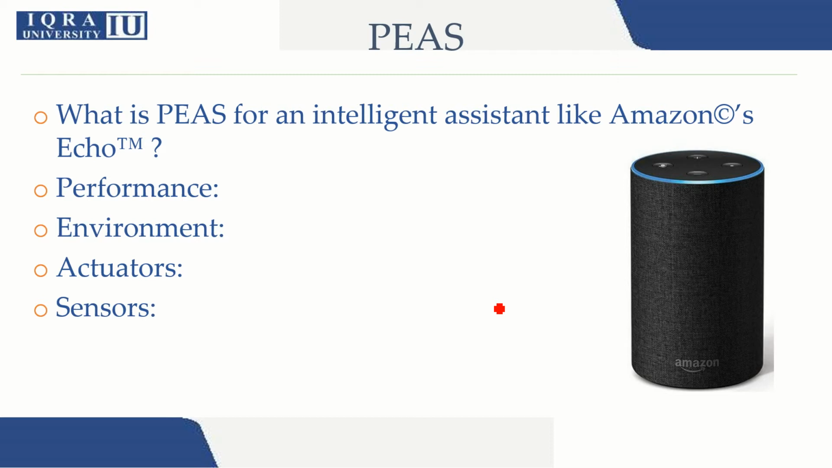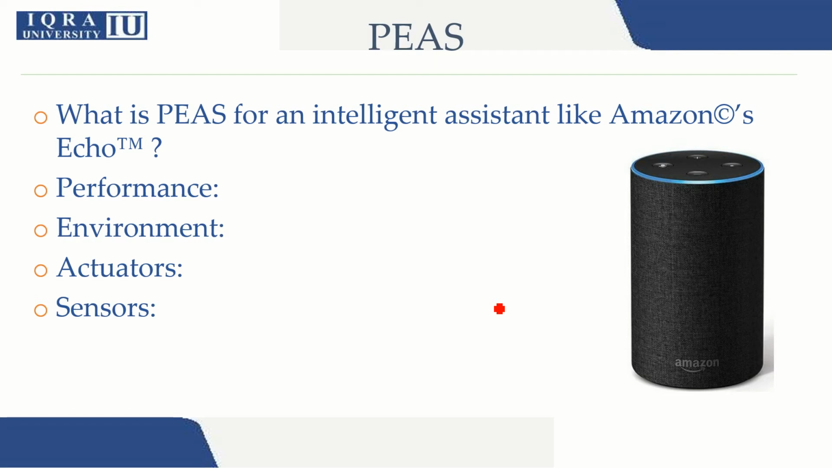Let's start with the Amazon's Echo device. Again, if you haven't heard about the Amazon's Echo device, then I would recommend you to Google it and see what is Amazon's Echo. So Amazon's Echo is a user assistant, a physical device, with similar functionalities like Apple Siri or Google Assistant or Microsoft's Cortana.